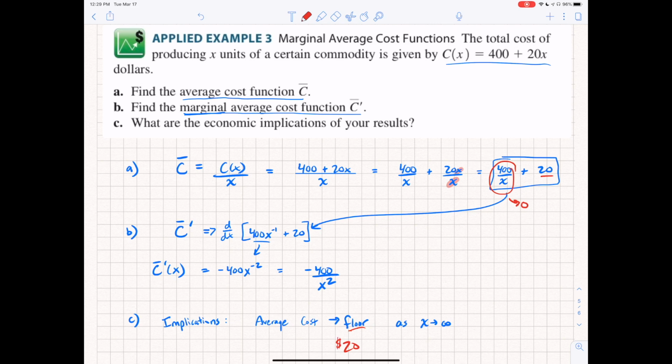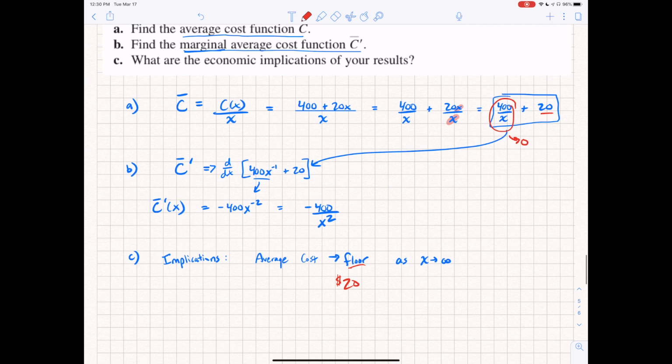We had an example like this when it came to making money from movies. If you let time go on, at some point you're going to reach some kind of upper boundary in terms of how much money you'll bring in because people would have seen everything. And so in this situation, as I produce more and more items, the average cost just becomes a fixed cost. It's just going to turn into this $20 and reach this floor.